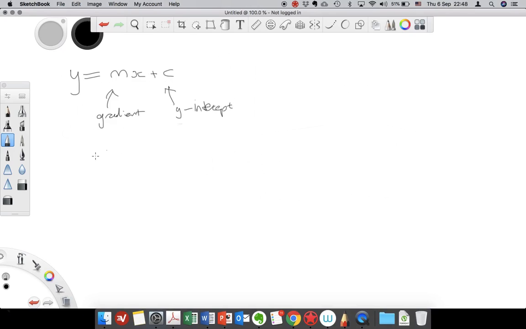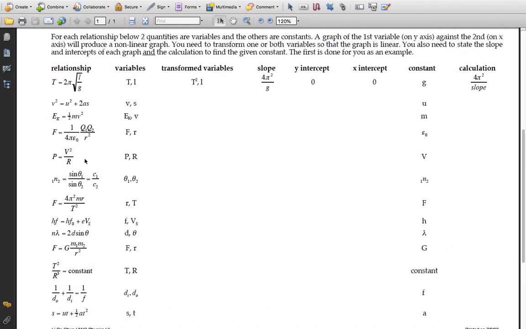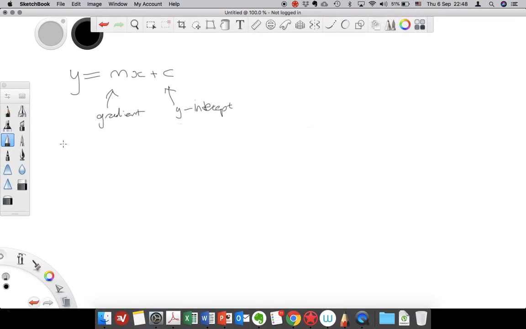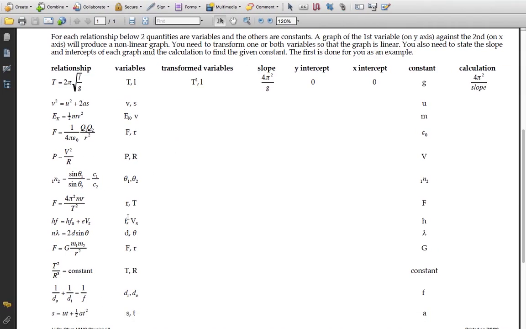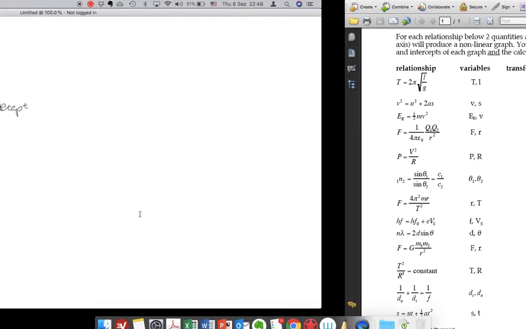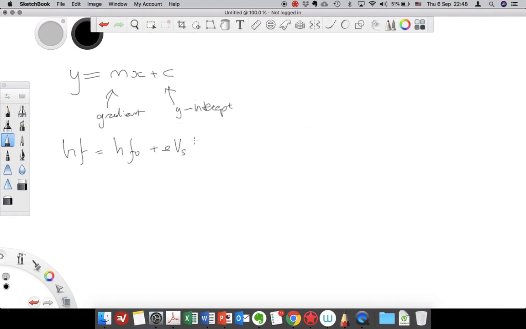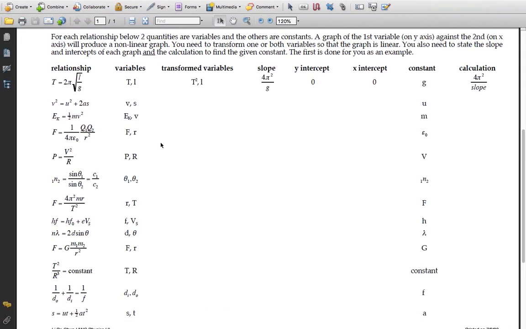Apologies for my handwriting. The equation we were given in the question is hf equals hf0 plus eVs. The variables it wants us to base the graph on are f and Vs. So we want to get f, and a little bit of mathematics here might not be a bad idea.